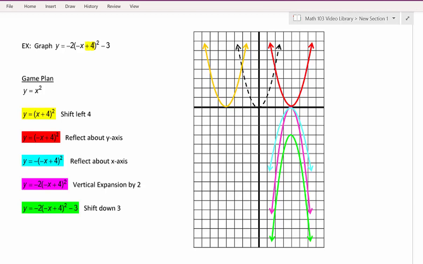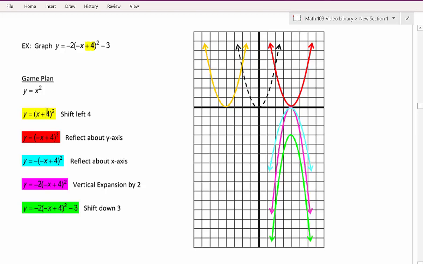I strongly recommend colored pencils when working on graph by transformations. As you can see with my picture there to the right, we're going to have many graphs on one piece of graph paper. If you're just using a regular pencil for everything, it's all kind of going to blur together. So I strongly recommend colored pencils, and we will coordinate the color of our equation with the color of our graph. All right, so we shifted left 4, plus 4 on the inside.